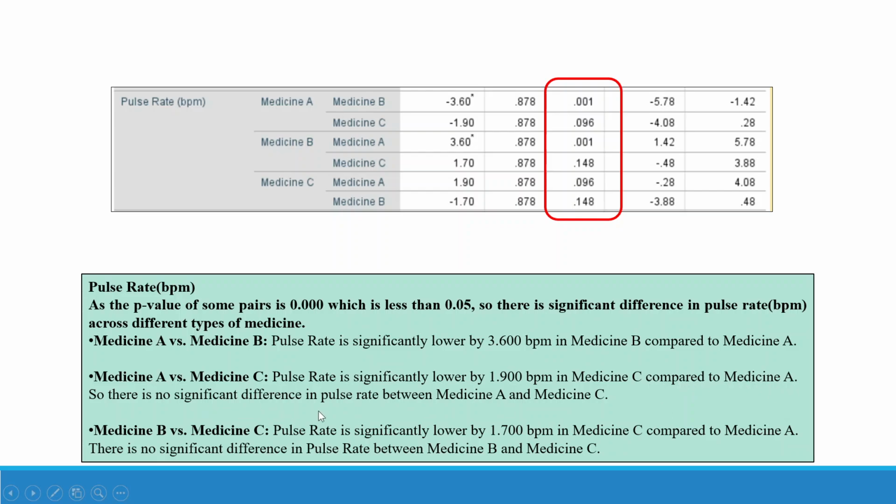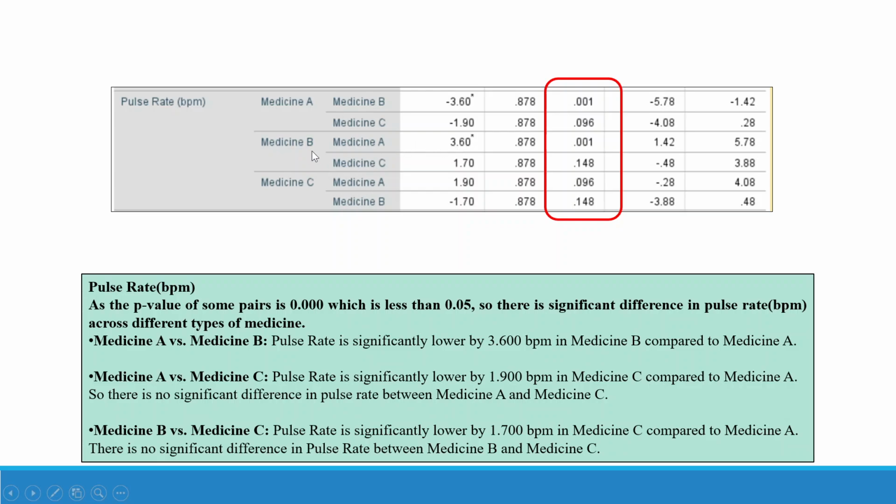So there is no significant difference because the p-value is more than 0.05. So we cannot say that the difference is very large. What about medicine B and medicine C? Pulse rate is significantly lower by 1.7 in medicine C compared to medicine A. So there is a small correction which we'll have to do. Medicine B and medicine C, the difference is 1.7. So we will write, no, this is for A and C, it's 1.9.